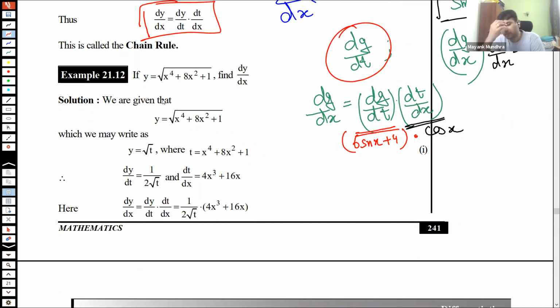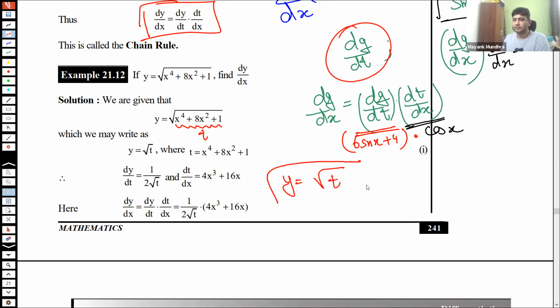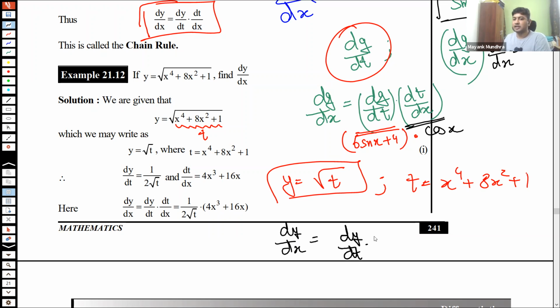So you have been given this function here, and you've been asked to find dy by dx. Now, obviously, it's a complicated looking function. What you can do is call this entire thing t. So y becomes just equal to under root of t, where t is equal to x to power 4 plus 8 times x square plus 1. Now, what I'm interested in is dy by dx, which will basically be equal to dy by dt into dt by dx, right?